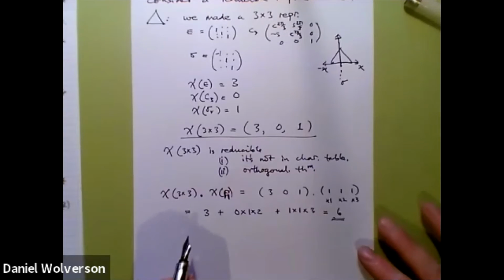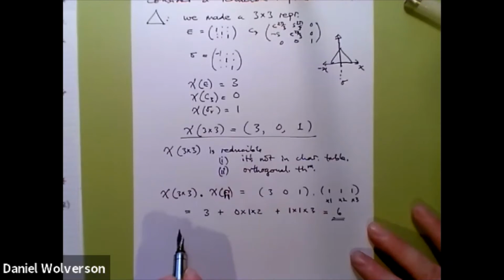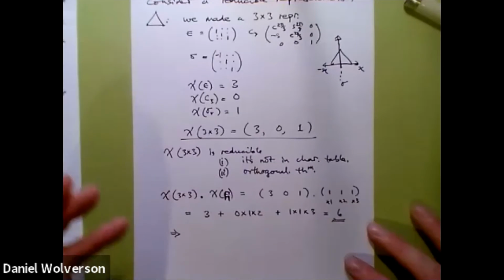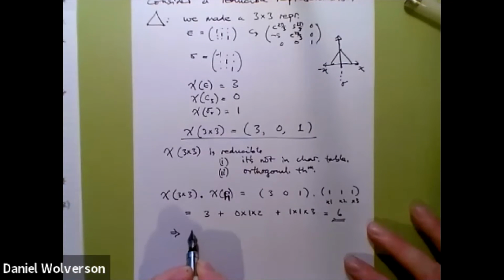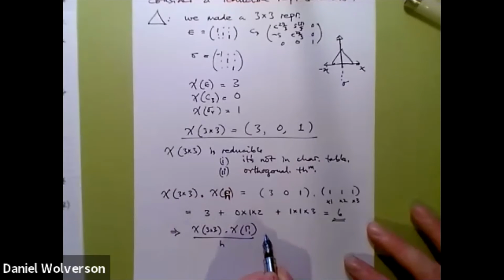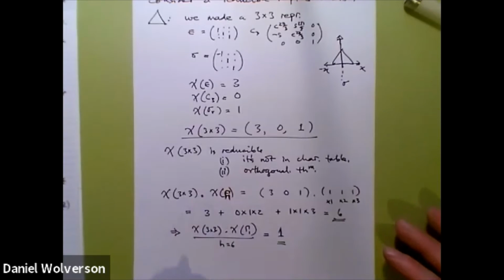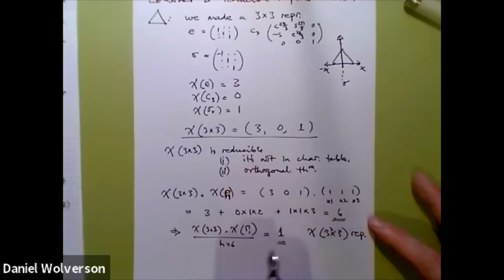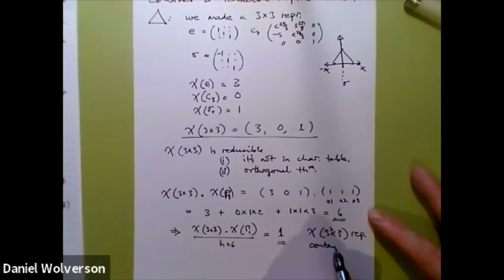Now, because this is such a simple example, this implies it's not actually larger than h. But if we take chi 3 by 3 dotted by chi gamma 1 divided by the order of the group, which is 6, what this tells us is that the 3 by 3 reducible representation contains gamma 1 once.